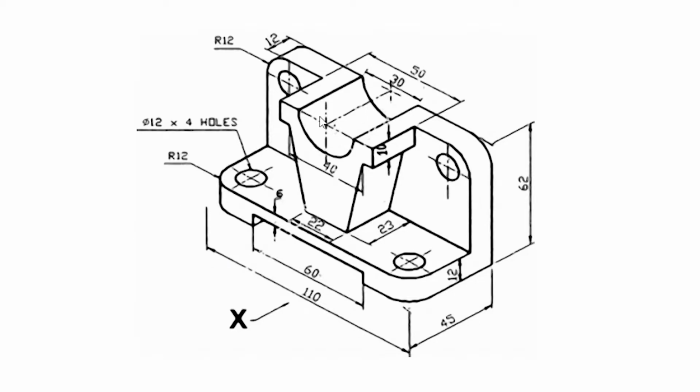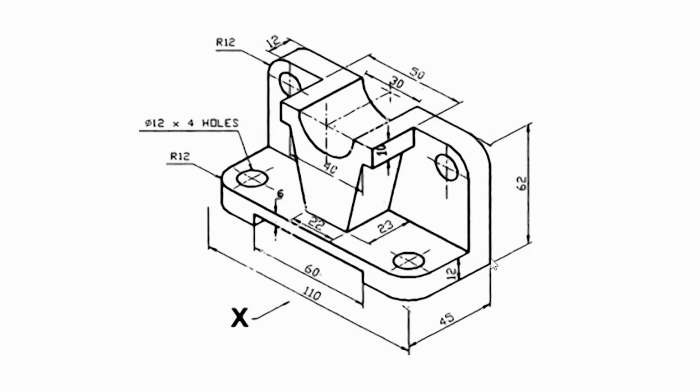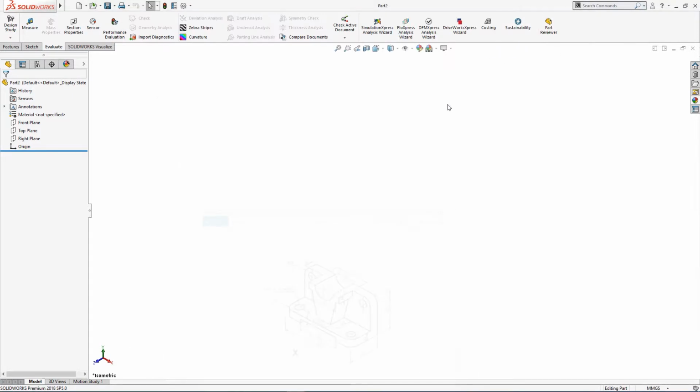30 millimeter is the bore diameter here, and 50 millimeter is the length of this from here to here, and 40 millimeter from this corner to this corner, and 22 millimeter here, 23 millimeter this, and these all are 12 millimeter radius here, all are 12 millimeter radius here, and 12 millimeter dia holes, four holes here. And so let me start.